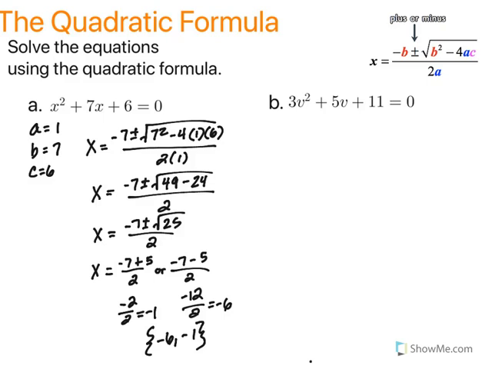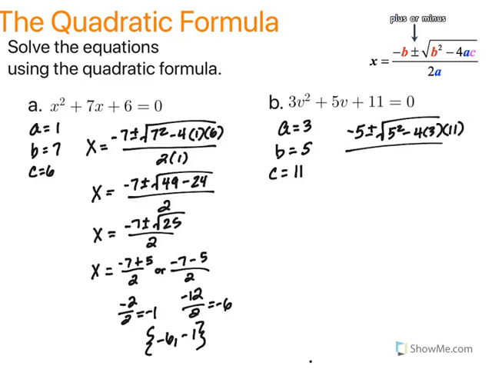Let's look at the next example. Here we have a is equal to 3, b is equal to 5, and c is equal to 11. Now let's substitute these values into our quadratic formula. Negative b will be negative 5 plus or minus the square root of 5 squared minus 4 times 3 times 11 all over 2 times 3. When we simplify underneath the radical, we get 25 minus 132 all over 6.